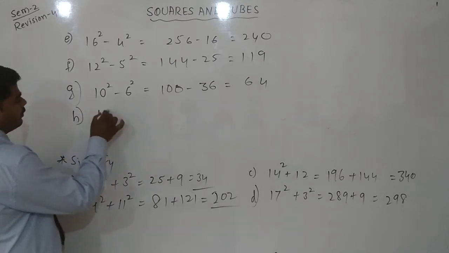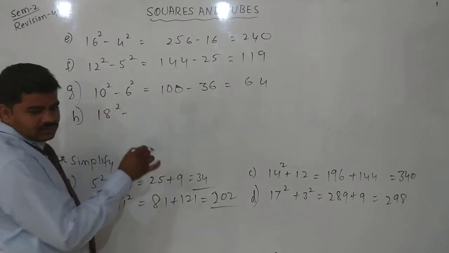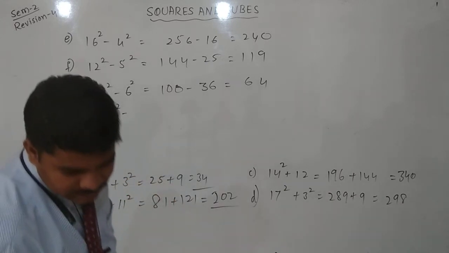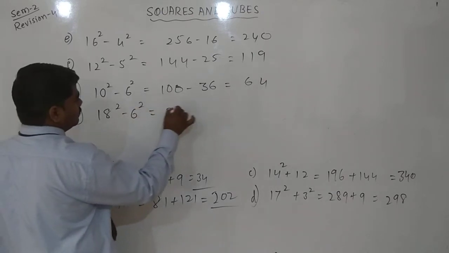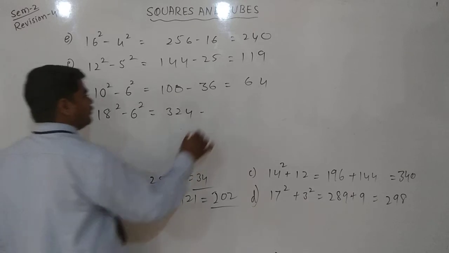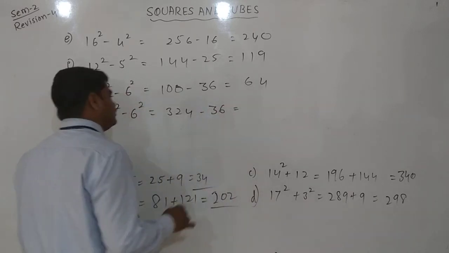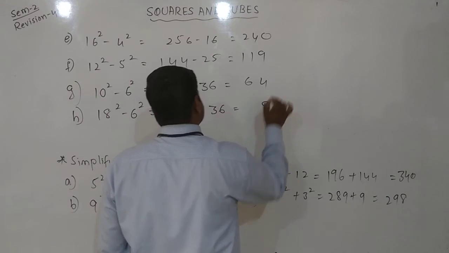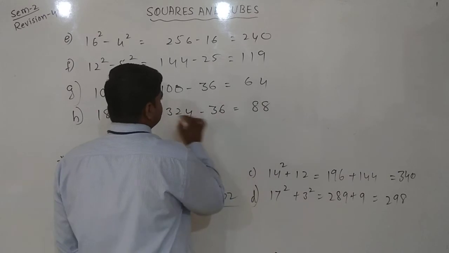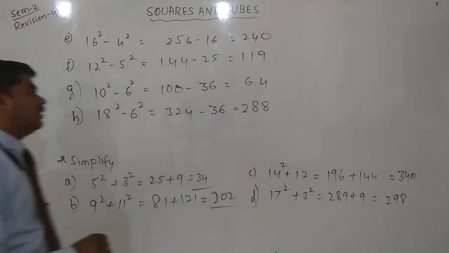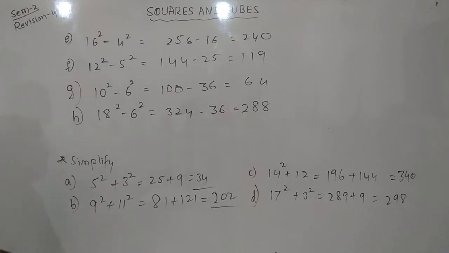18 square minus, what's the number given? 6 square. 18 square is 324 minus 36. Yes, 14 minus 6 is 8. 11 minus 3 is 8. It is 2 reduced, so 288. Yes, write this. This simplification A to H. Write neatly in your notebook.